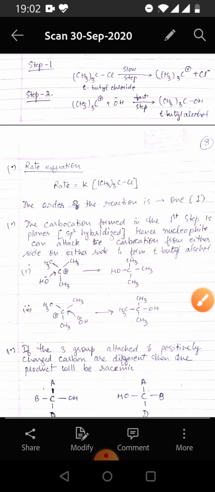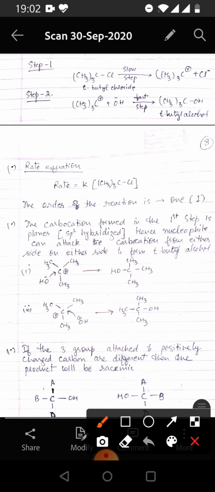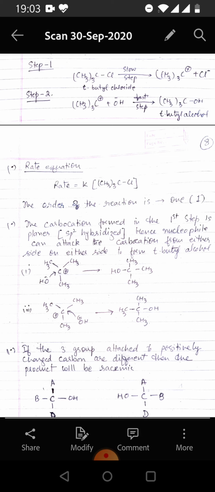Now, if we see the rate equation, the first step, which is the slow step, is the rate determining step, and in this step the rate is given by rate equals k [(CH3)3CCl], and since there is only one reactant, the order of the reaction is 1. And we see that the carbocation formed in the first step is planar, that is sp2 hybridized. Hence, the nucleophile can attack the carbocation from either side to form tertiary butyl alcohol.